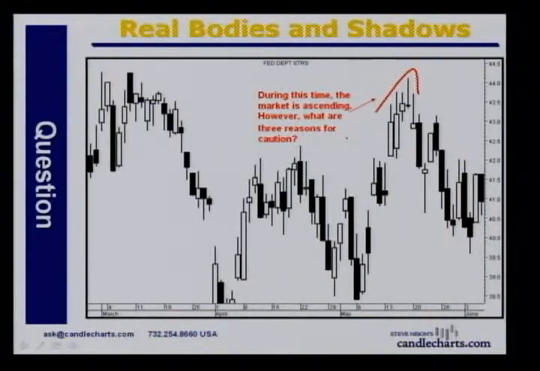What are three reasons the market's ascending? However, what are three reasons for caution? You should be able to pick this up pretty quickly. Shout them out. What do you think? One should be really obvious. Long upper shadow. Yeah, actually, that's the one that's a little less obvious to people. What else? It's at resistance.